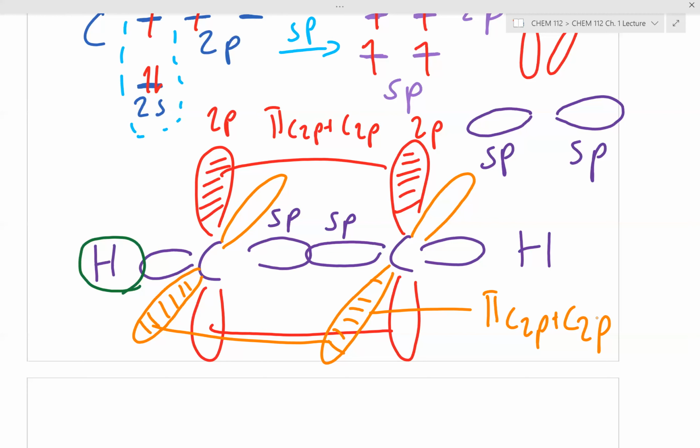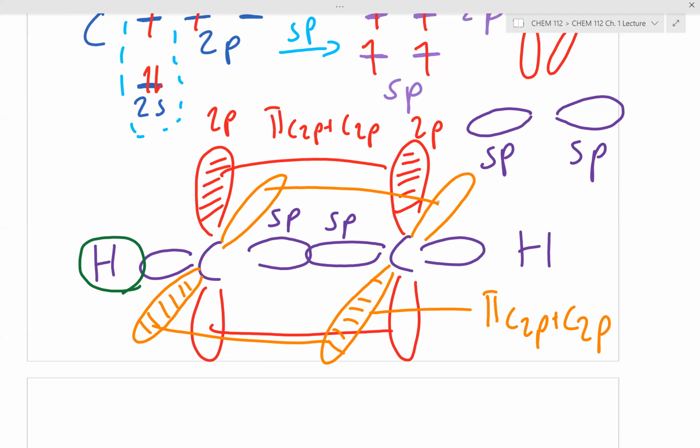We will see pictures like this again. On the second one you drew, do we not connect the top? Yes. I was trying to avoid having the drawing be too crowded. But yes, both lobes of our p orbitals are overlapping.